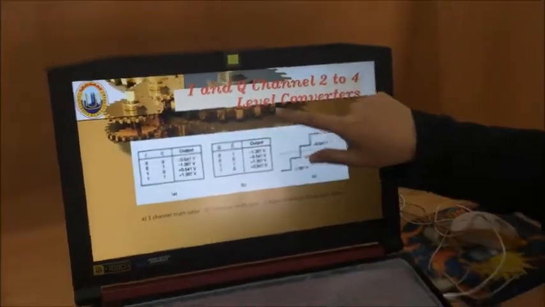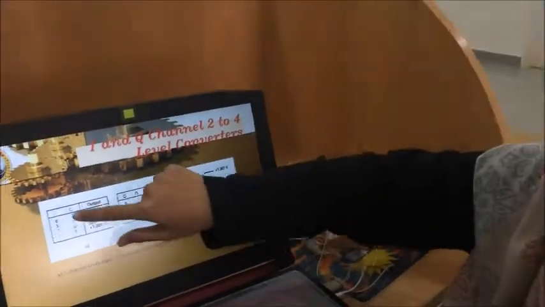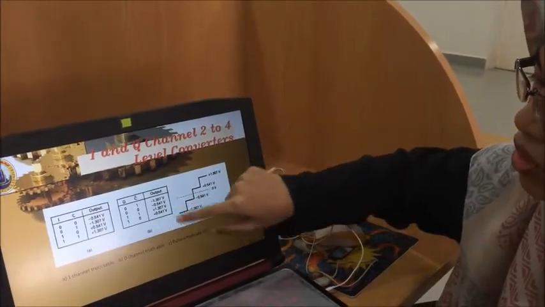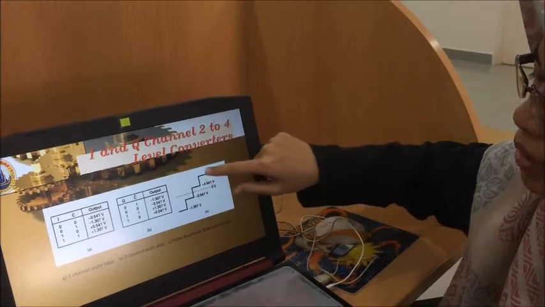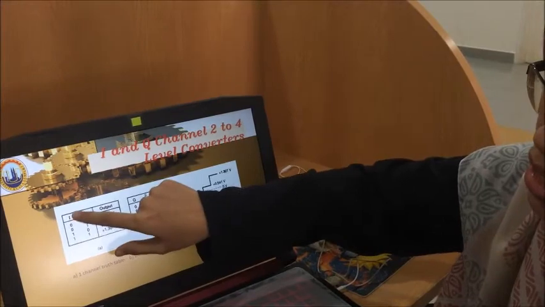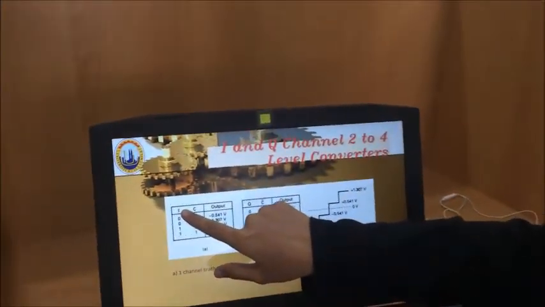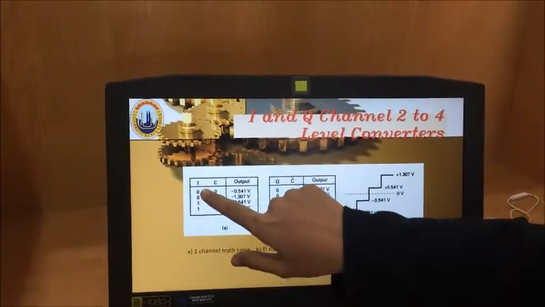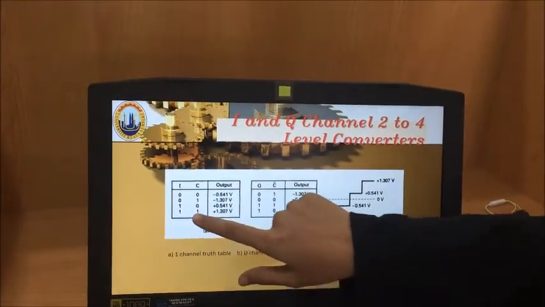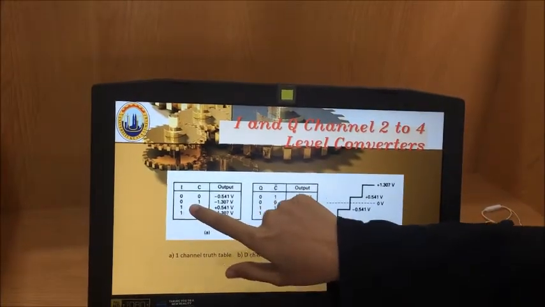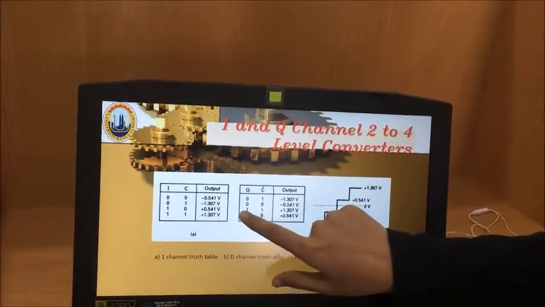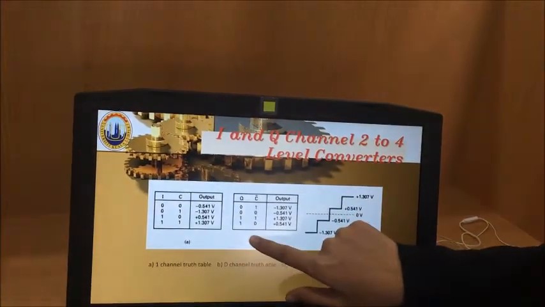For the I and Q channel 2 to 4 level converters, this is the truth table for the I channel and the Q channel, so that we can get the pulse amplitude modulated levels. When the I is in logic 0, we get the negative polarity, and when the I is 1, we get the positive polarity.